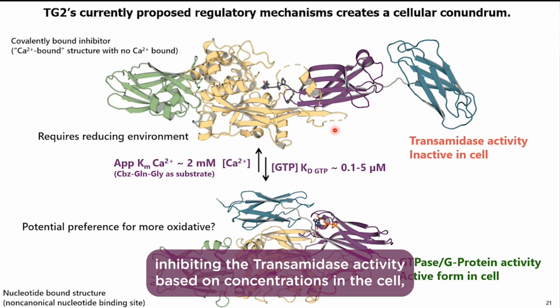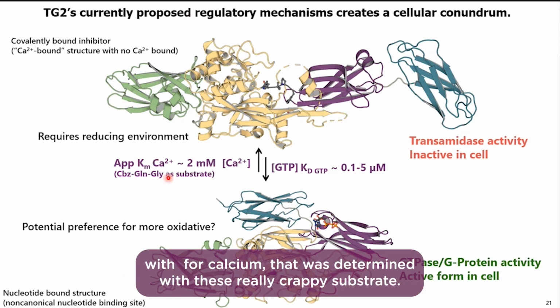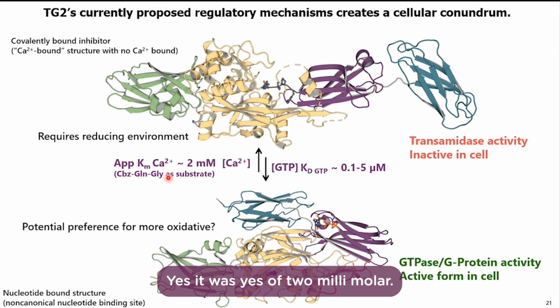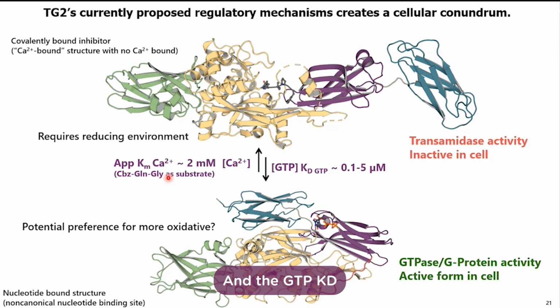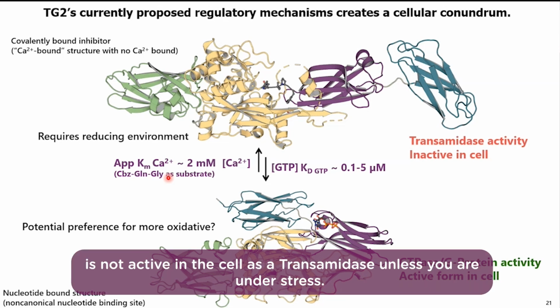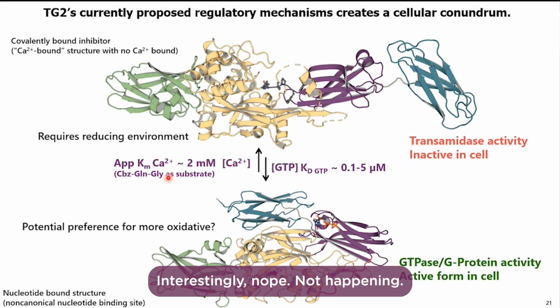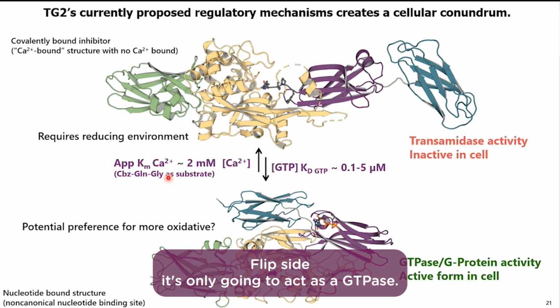Based on concentrations in the cell, the apparent Km that was determined for calcium, determined with these really crappy substrates, yes, it was, of 2 millimolar, and the GTP KD of approximately 0.15 micromolar, people have surmised that TG2 is not active in the cell as a transamidase unless you are under stress. Extracellularly, oh, that's fine. Intracellular, nope, not happening. Flip side, it's only going to act as a GTPase.